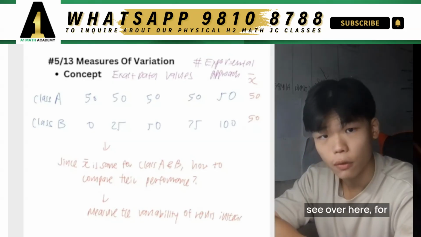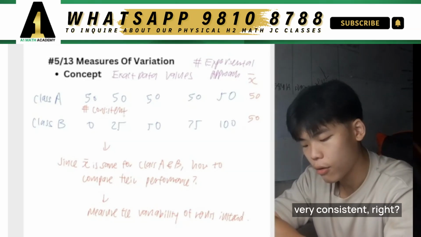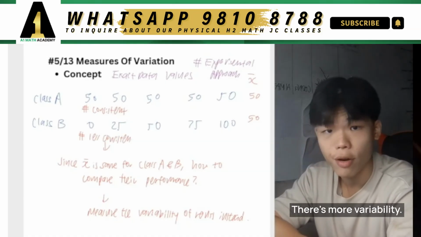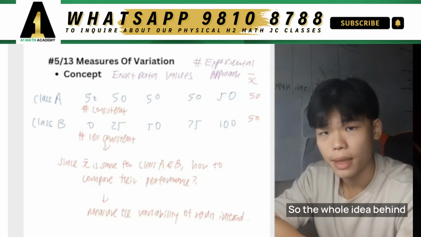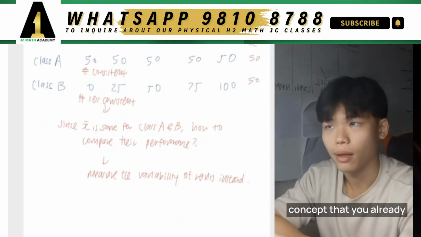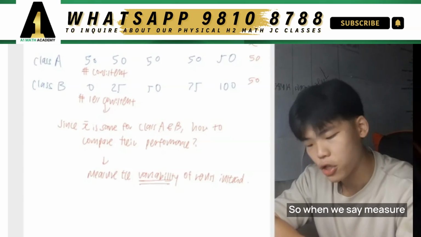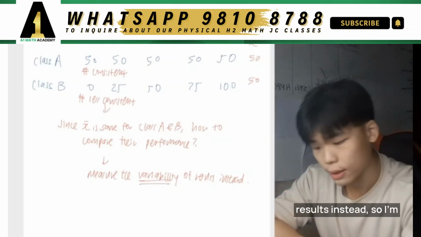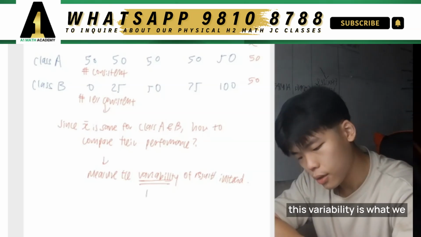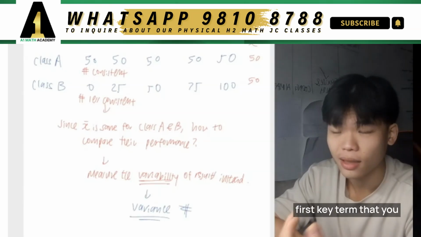And then as we can see over here, for class A, everyone is very consistent, right? And then for class B, it's less consistent, right? There's more variability. So the whole idea behind this is to calculate the variance, right? In other words, it's a concept that you already know, which is your standard deviation. So when we say measure the variability of the results instead, so I'm just going to write this properly, results instead, this variability is what we call the variance, right? So this one is your first key term that you need to know, right?